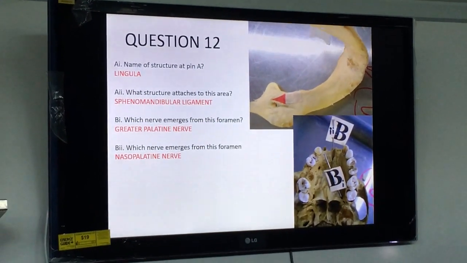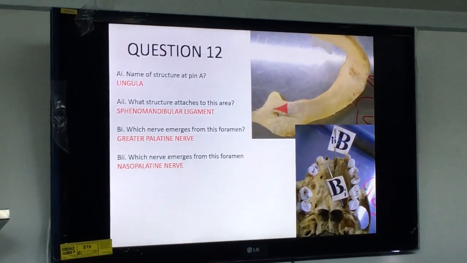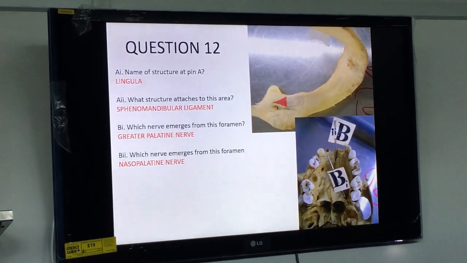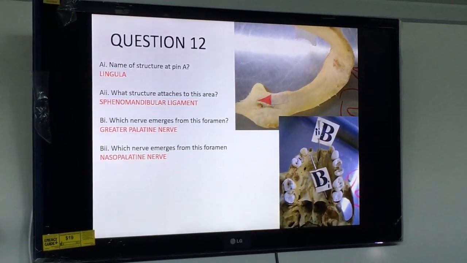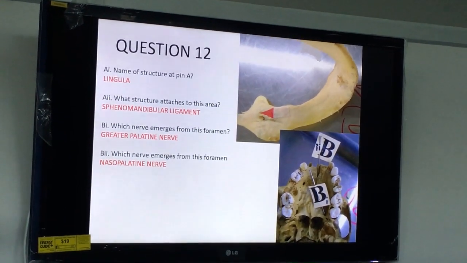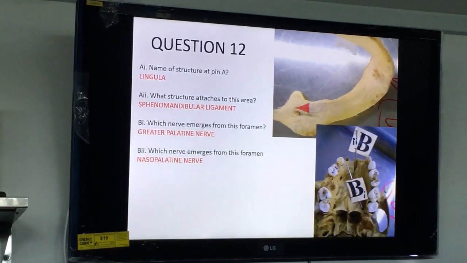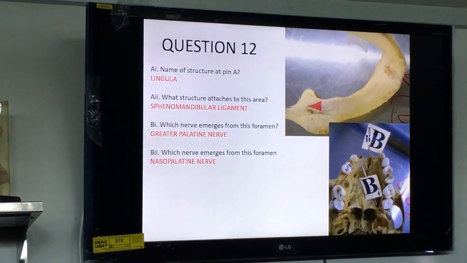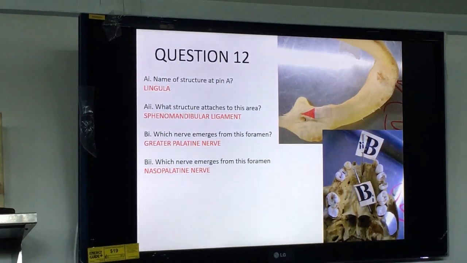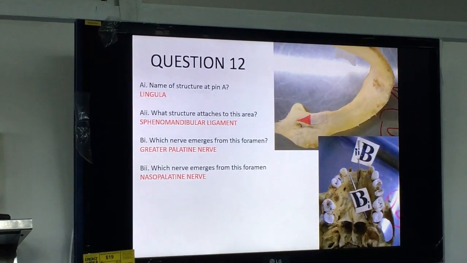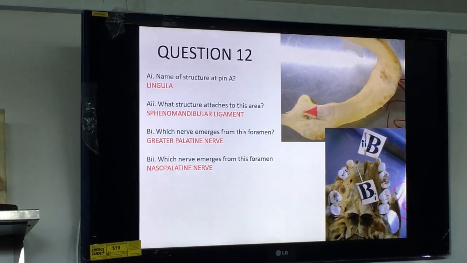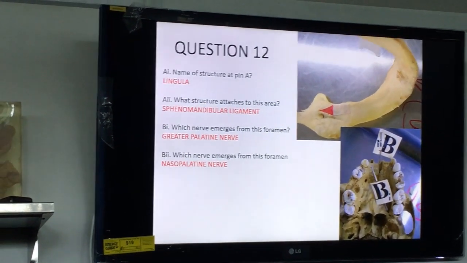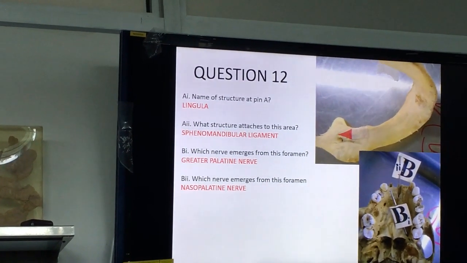So moving on to B. Which nerve emerges from this foramen? Not B2, B1. Which nerve? That's the greater palatine. That's the greater palatine foramen that B1 is in. See that? Good. So if you thought that was just respiratory, it's digestive too. You agree? What does that nerve supply?